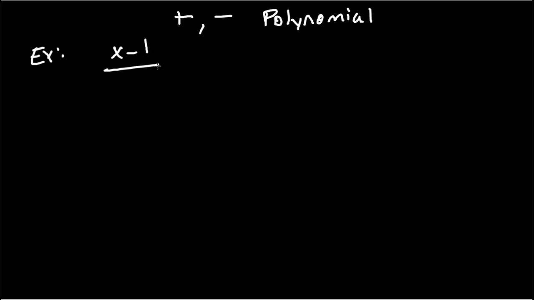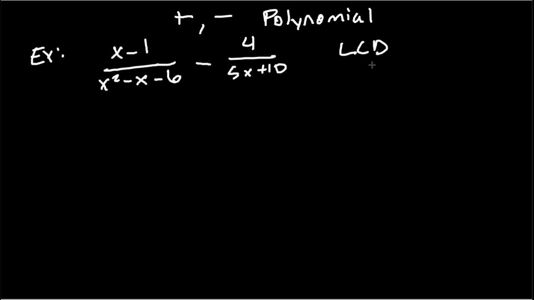Let's say we've got x minus 1 over x squared minus x minus 6, and then we're going to subtract 4 over 5x plus 10. Okay, again, just like before, we're going to find our LCD. Now, when we learned how to do this in part 1, our first step was to factor each of our denominators. Well, nothing's different here. We're going to factor both of these.